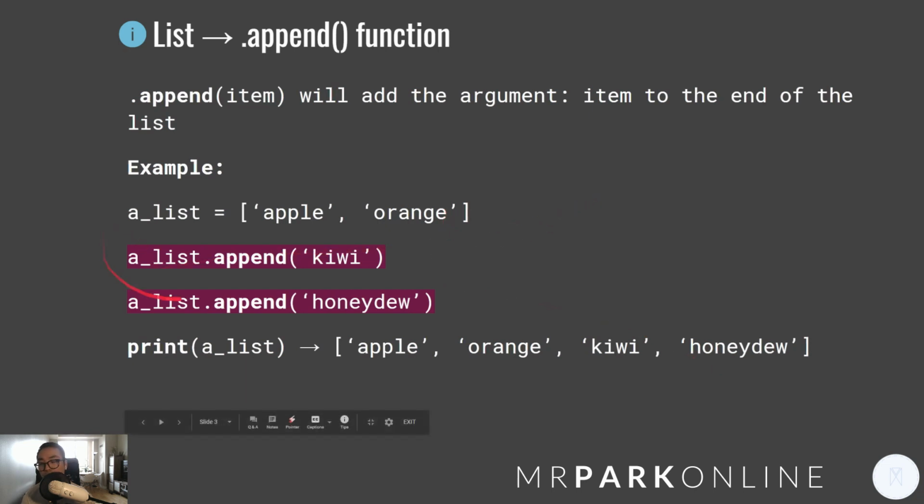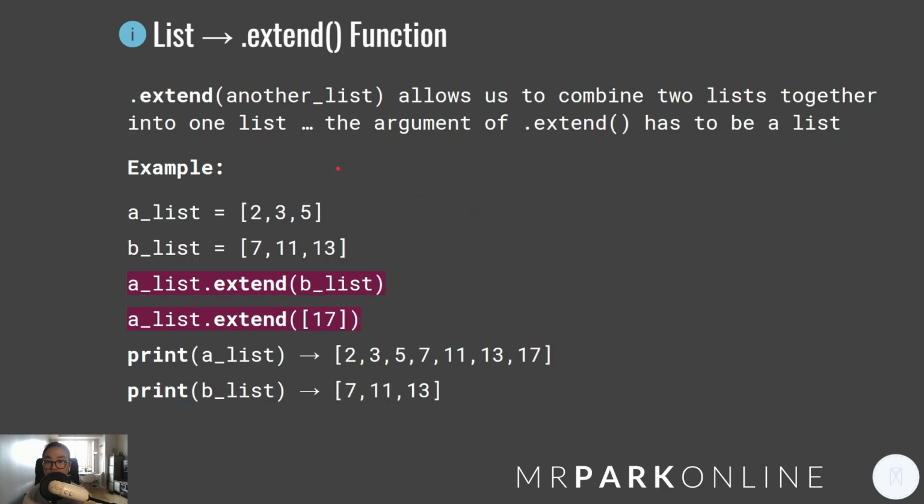Okay? If you notice here, we're not saying a list plus equals a value, or a list is equal to all this with the kiwi and the honeydew, because we're not recreating that variable, we're not re-updating that variable, right? We are literally mutating this original list to add on values to the end. Because lists are mutable, we're taking advantage of that, and that's what the append method allows us to do. Another method that we can learn is the extend method.